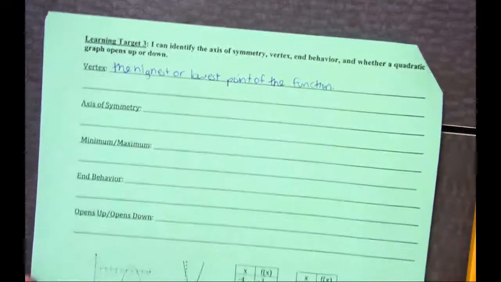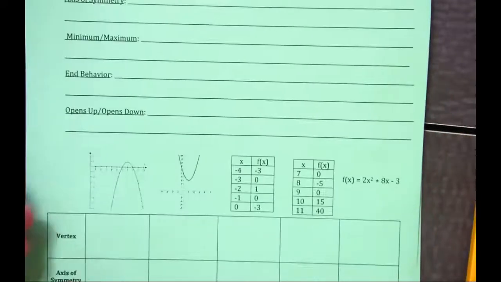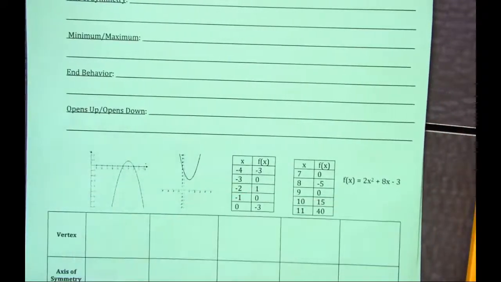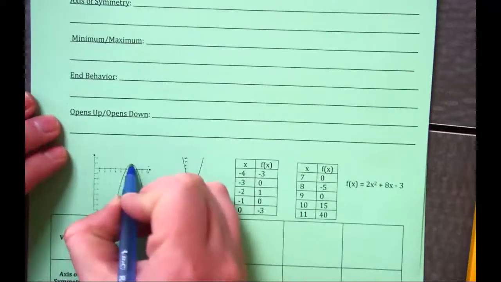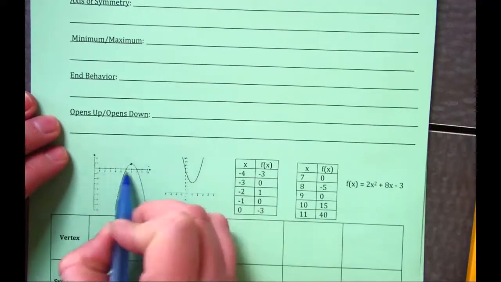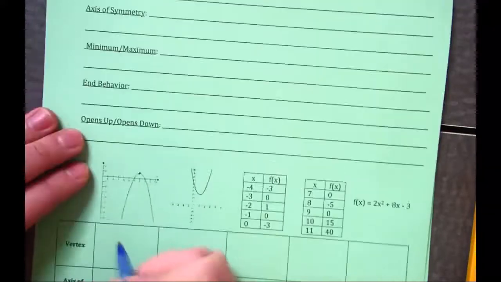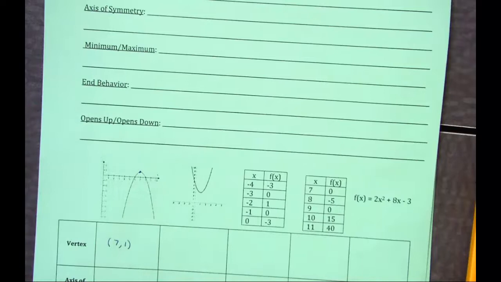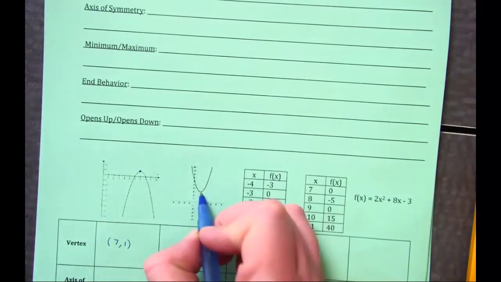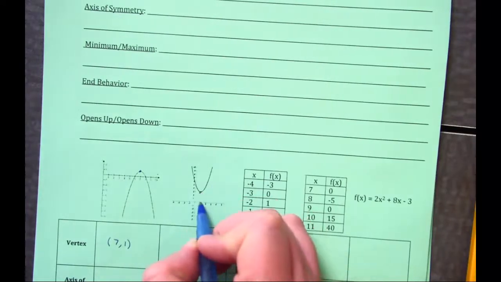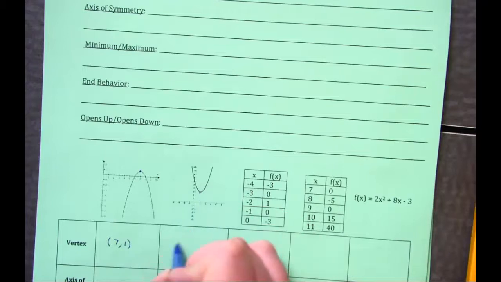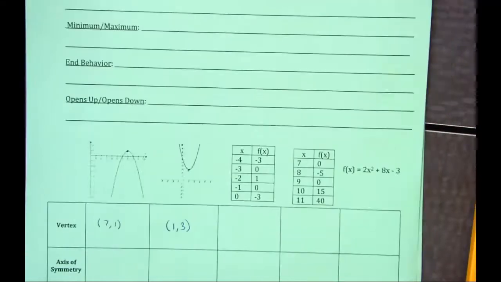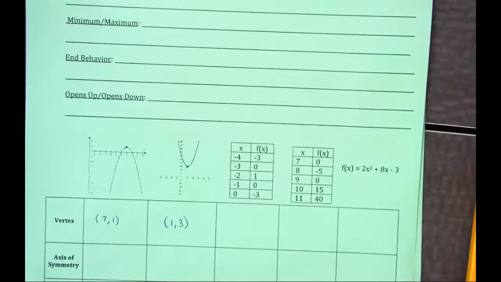So if we look down here, we're going to skip down here, we're going to fill in the vertex now all the way across. So the vertex here, this is a high point. So we're going to say 7, 1 is the vertex. Here, the vertex is the low point, right there. In a table, it's not always quite as obvious.